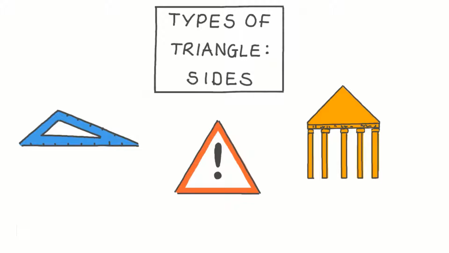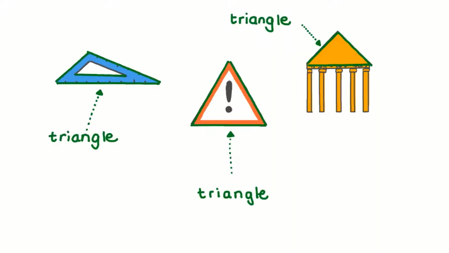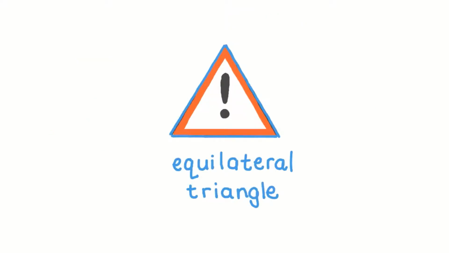In this video, we will learn how to classify triangles as equilateral, isosceles, or scalene by comparing the lengths of their sides. Each of these real-life objects contains at least one triangle. Did you spot them? In this video, we're going to learn how to identify different types of triangles: equilateral, isosceles, and scalene. This road sign is an equilateral triangle.